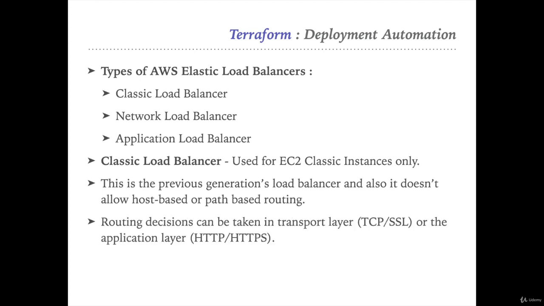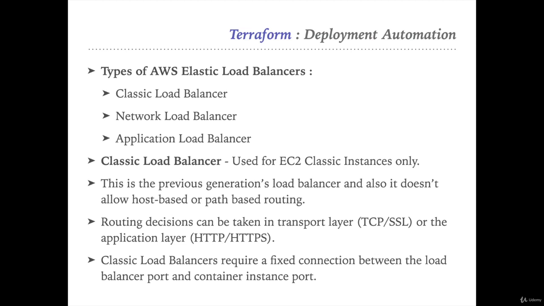Routing decisions can be taken at the transport layer, TCP and SSL, or the application layer, HTTP and HTTPS. So that is the benefit of the classic load balancer, that the routing decision can be taken either at the fourth layer of the OSI, which is TCP, or at the seventh layer, which is HTTP and HTTPS. The classic load balancer requires a fixed connection between the load balancer port and the container instance port. That is another disadvantage with the classic load balancer, that it requires a fixed connection between the load balancer port and the container or application instance port.